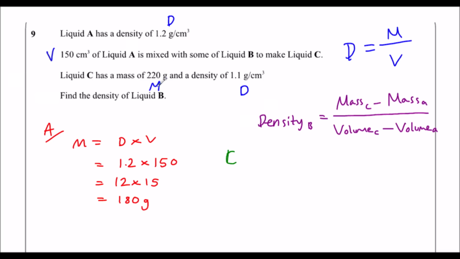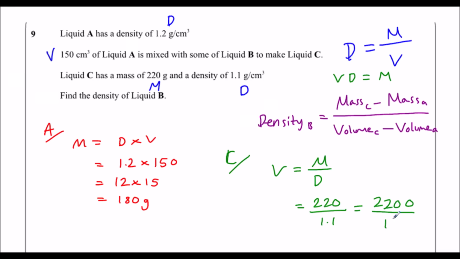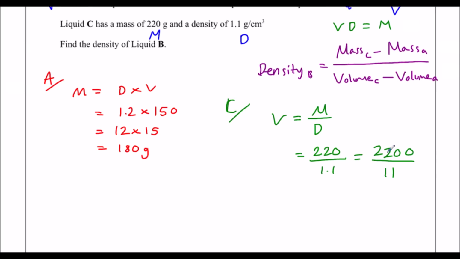And for C, we've got mass and density. We need volume. If we multiply both sides by volume, we get volume times density equals mass. Then to get volume by itself, divide both sides by density. So mass divided by density. So 220 divided by 1.1. If we multiply top and bottom by 10, 2,200 divided by 11. 2 11s going to 22. So it's 200 centimeters cubed.